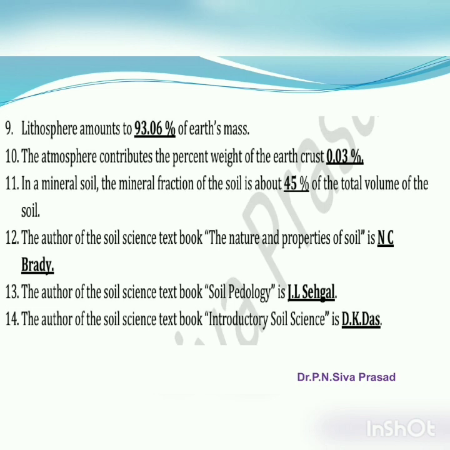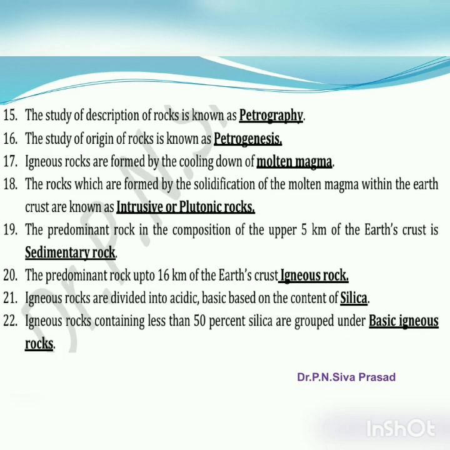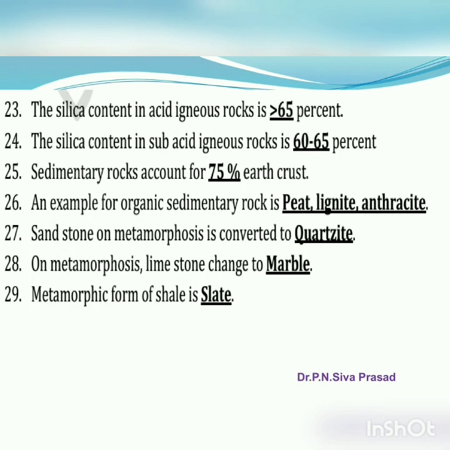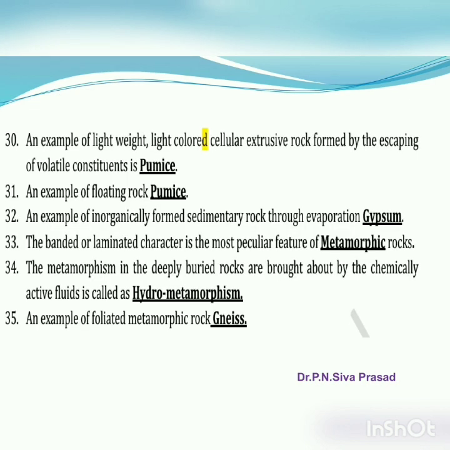Nature and Properties of Soils was written by Nyle C. Brady. Study of description of rocks is known as petrography. Study of origin of rocks is known as petrogenesis. Sedimentary rocks account 75% of earth crust. Silica content of acid igneous rock is greater than 65%, whereas subacid igneous rocks is 60 to 65%. Example of floating rock is pumice.